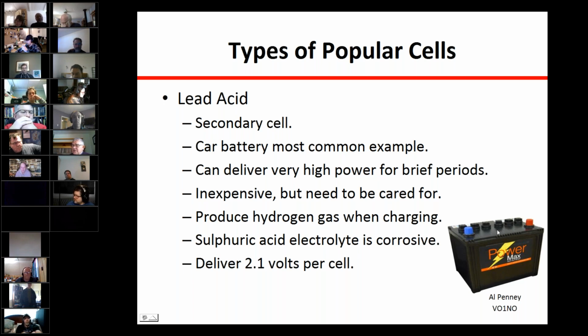Always, like I try to charge my battery either outside or in the garage with the garage door open and the battery close to the door. So there's lots of air circulation. So be careful for that. The sulfuric acid, of course, is very corrosive. You don't want to spill it on you. And they deliver 2.1 volts per cell, but 6 cells in series, and that's what gives you the 12 volts.